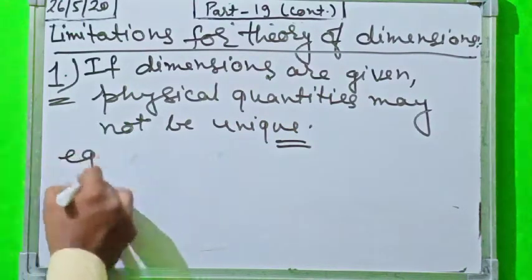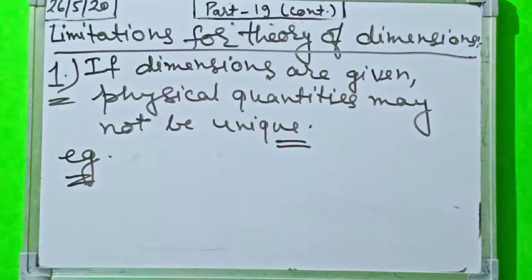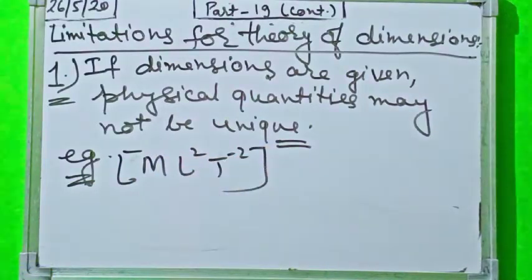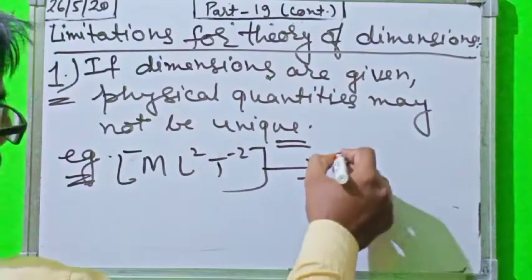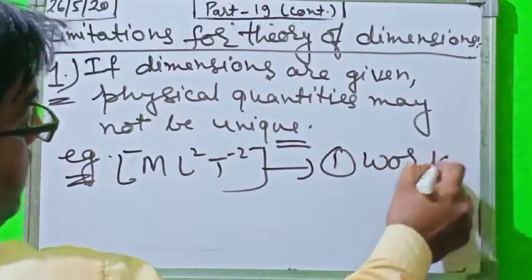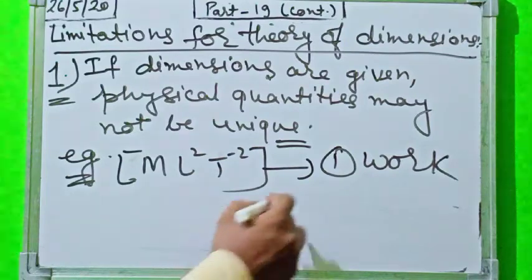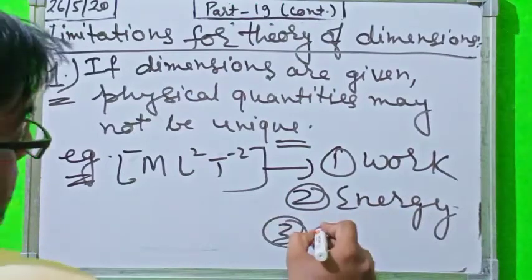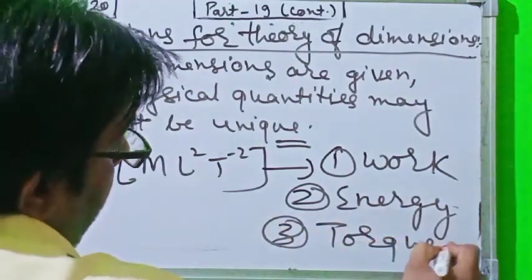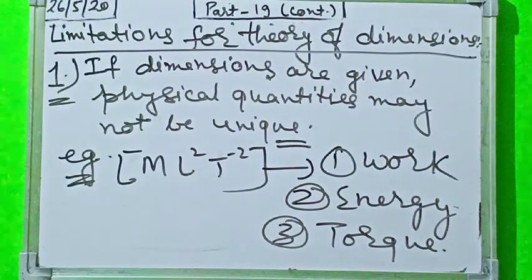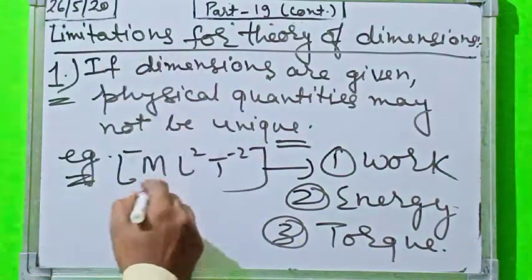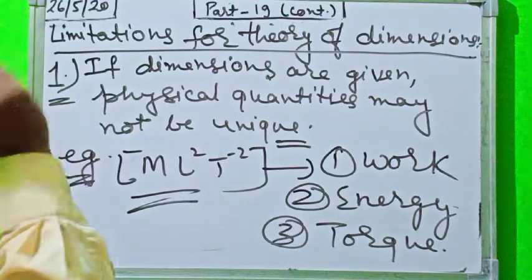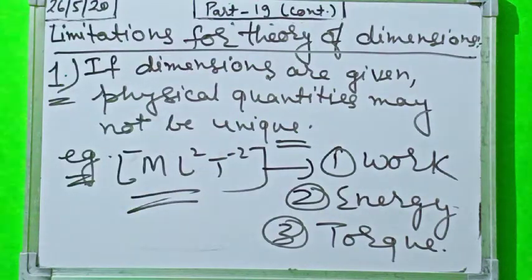Suppose, for example, it is given that the formula for dimension is M L square T minus 2. It will represent, first one student will tell it is the dimensional formula for work, second student will tell it is dimensional formula for energy, and the third student will tell it is the formula for torque. All the students are correct. So there is no unique dimensional formula for a given physical quantity. So by seeing only the dimensional formula, you can't guess the physical quantity.